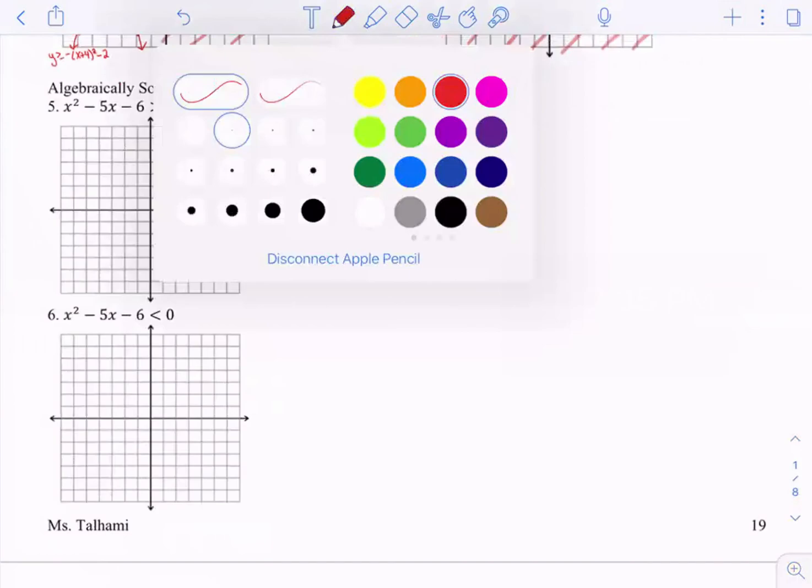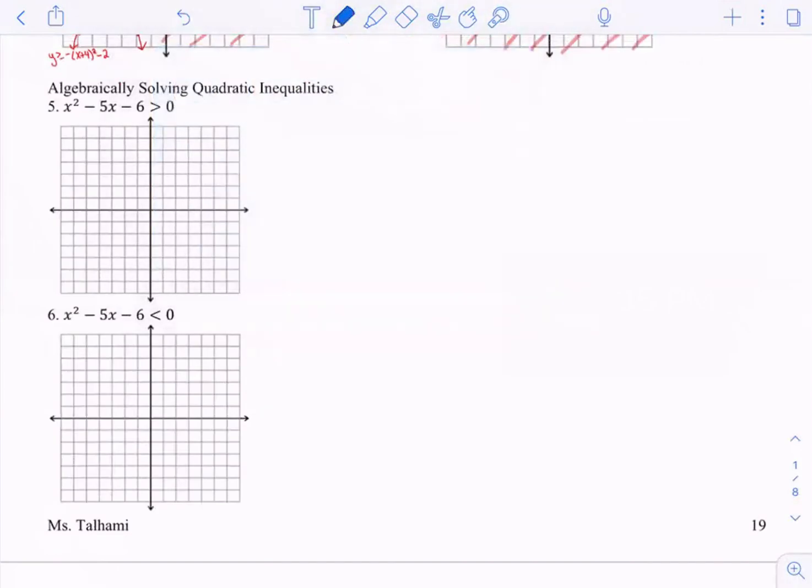So here, you can graph them if you'd like, but it has here x squared minus 5x minus 6 is greater than or equal to 0. Now, if I wanted to graph this, I'll show you in just a second. We really need to focus on what values of x would make this greater than 0.